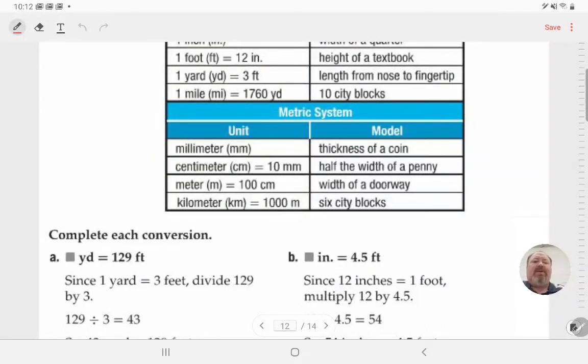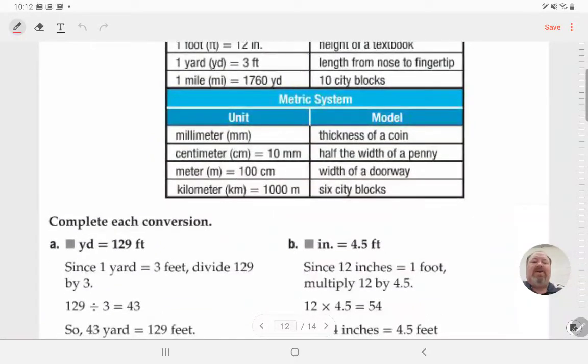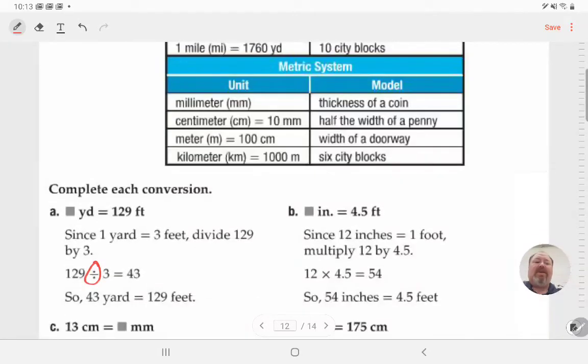So we could take a look and it says complete each conversion. We want to know how many yards are in 129 feet. 1 yard equals 3 feet. So we know the answer is going to be smaller than 129. Since it's going to be smaller, we are going to divide. So 129 divided by 3 would be 43 yards in 129 feet.